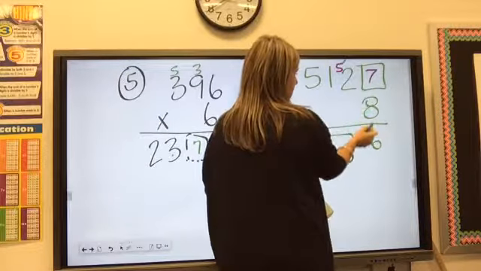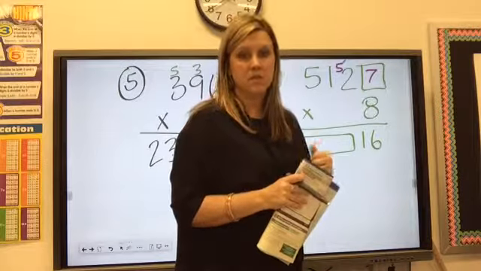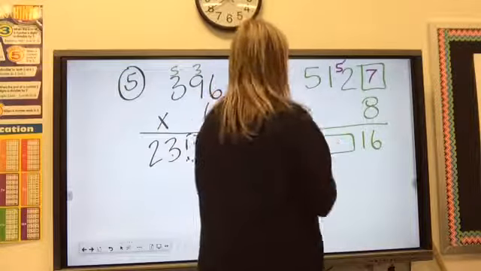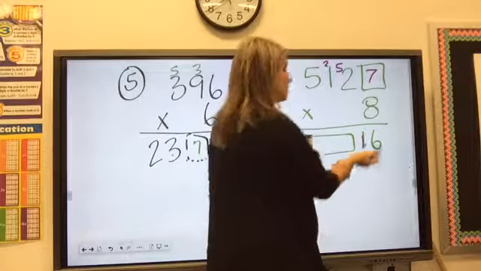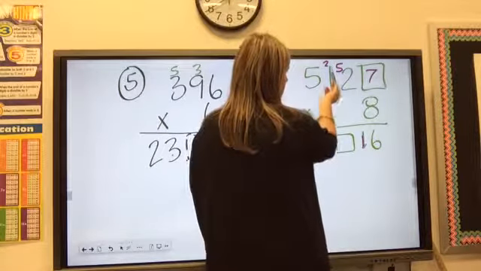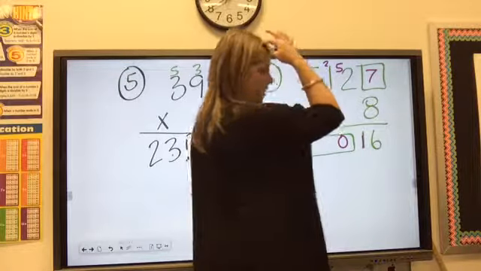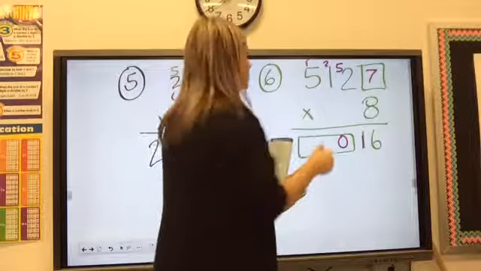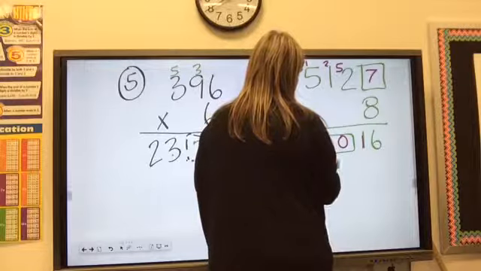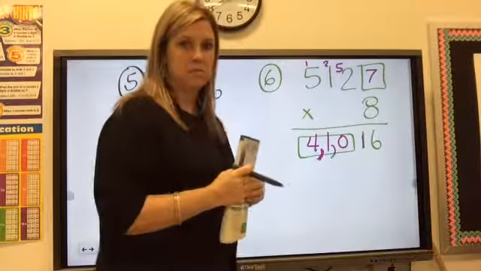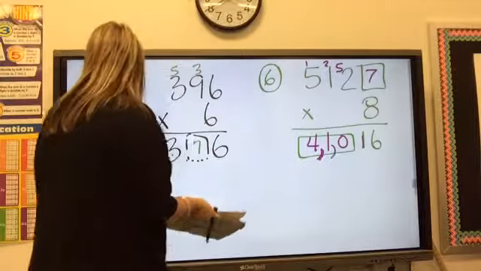Carry my 5. 8 times 2 is 16. Plus 5, 16, 17, 18, 19, 20, 21. So we've got 21. Carry my 2. There's my 1. So far I'm right. 8 times 1 is 8. Plus 2 more is 10. Carry my 1. 8 times 5 is 40. 40 plus 1 is, it's going to be 41,016. Okay? I'd like you to try number 7 by yourself.